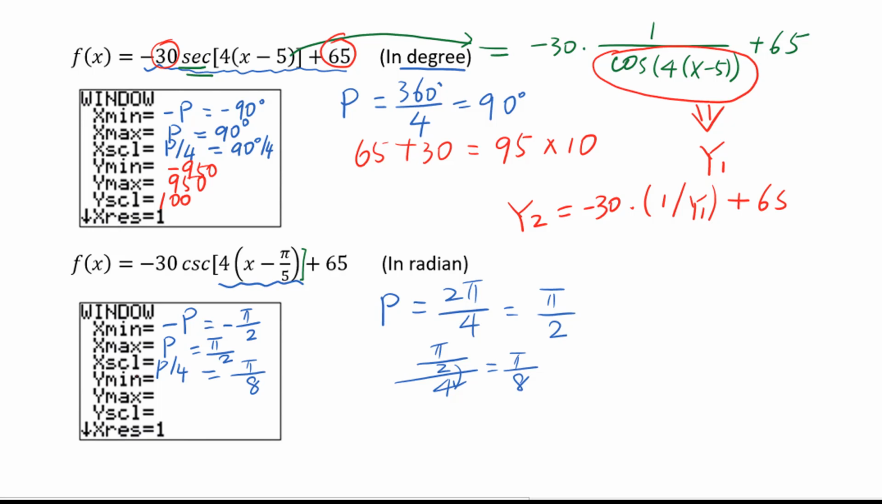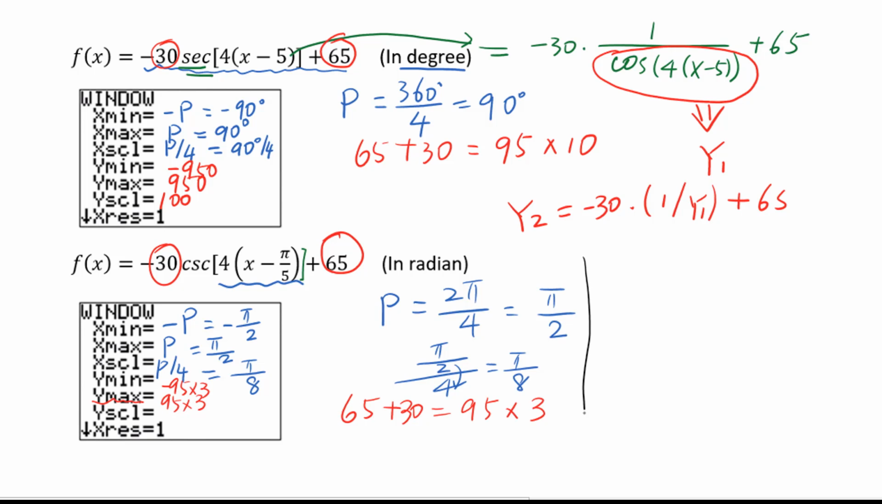For y minimum and y maximum, we're still using these two numbers. You can do 65 plus 30, 95. You can multiply by 2, multiply by 3, or multiply by 5, or multiply by 10. It's really up to you. Let's multiply by 3 this time. Let's do negative 95 times 3, positive 95 times 3.